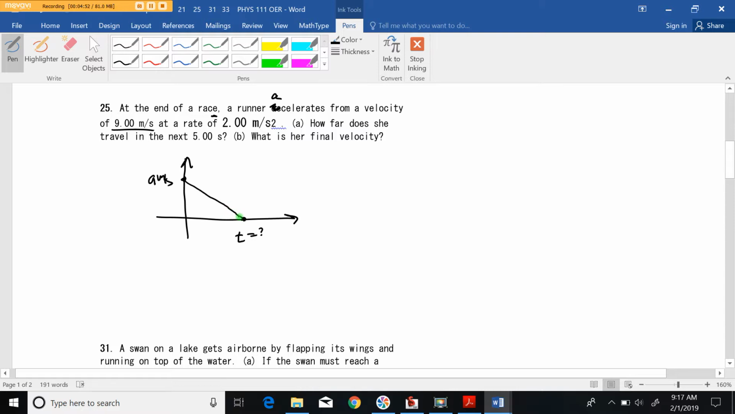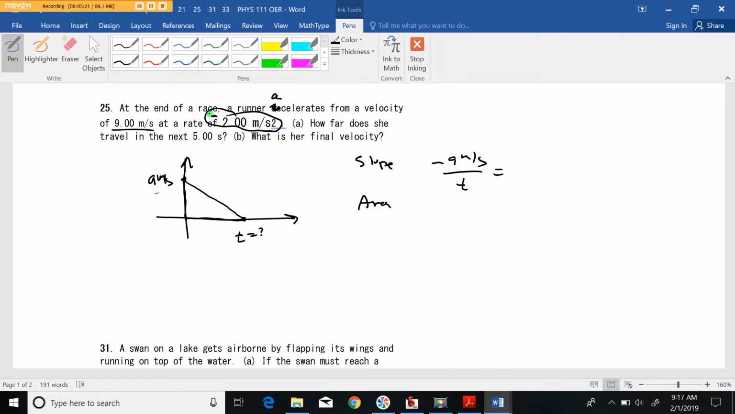And there's two equations we can write, right? One using slope, one using area. Now slope: rise over run. The rise here is -9 meters per second. Over a run, I just called that t, equals -2 meters per second. That's going to allow you to find the time. Now, that time could be bigger than 5 or less than 5. I suspect it's going to be less than 5.